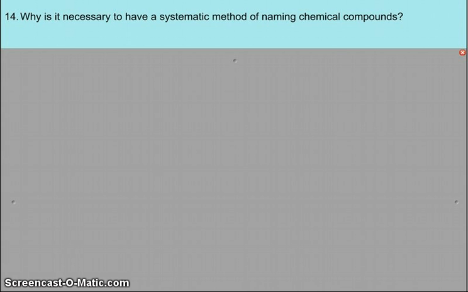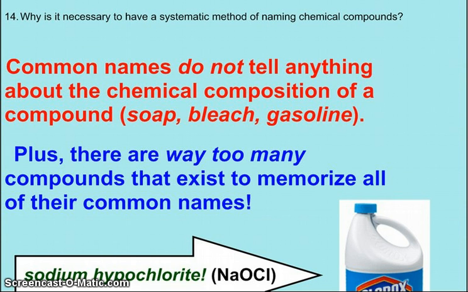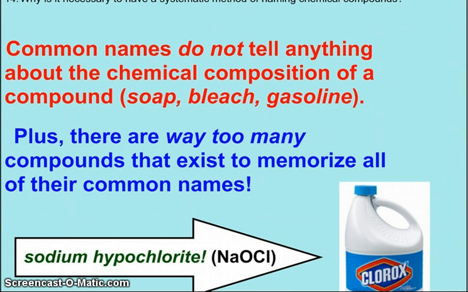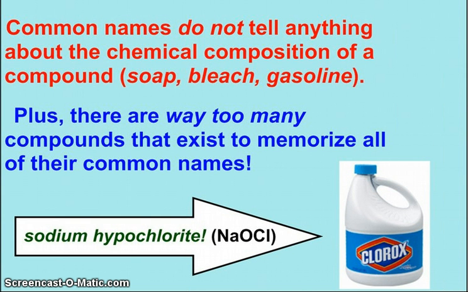Our last little notes piece here says, why is it necessary to have a systematic method of naming chemical compounds? Well, when chemists are working with chemicals, they need to know exactly what is in them and what they're made of. And especially with medicines, on TV it says Prilosec or Zoloft or Paxil, but they all have a chemistry name as well, which identifies the stuff that's in there. So common names do not tell us anything really about what the composition of things is.